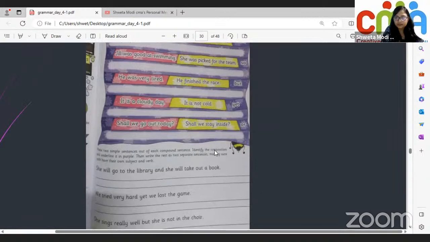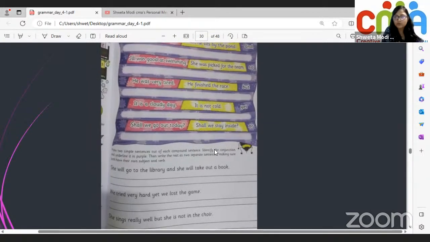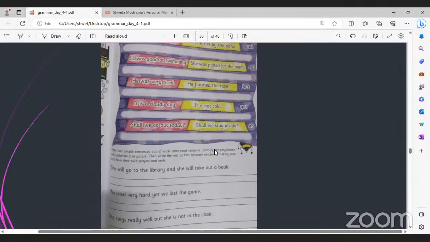So these are the examples. Jill was good at swimming, so she was very tired, but it is a cloudy day yet. Shall we go out today?